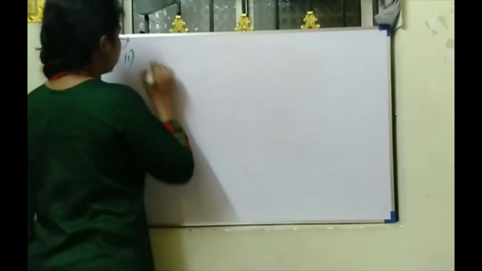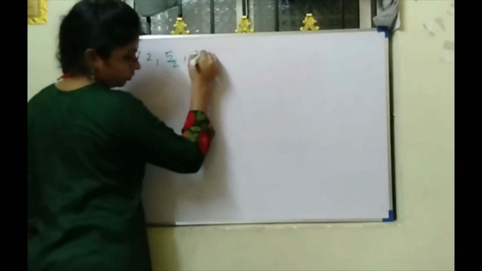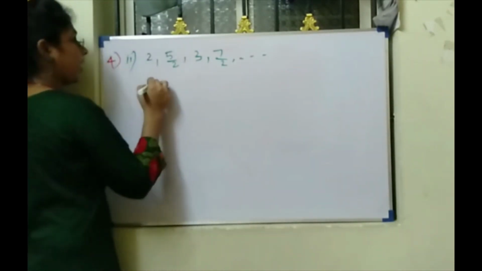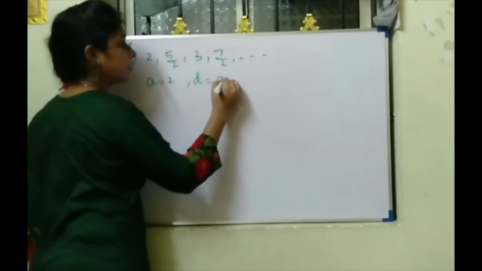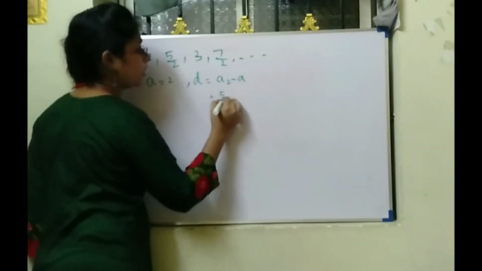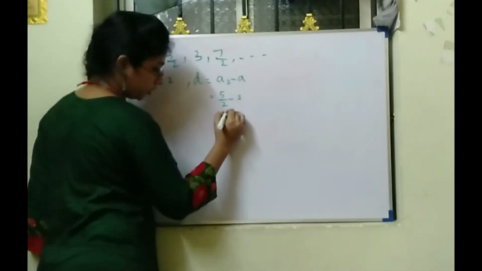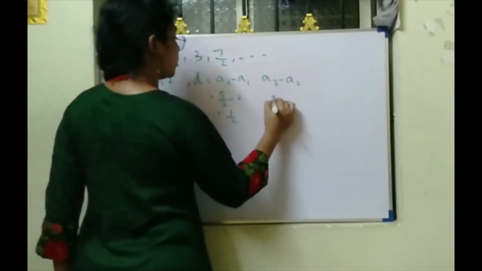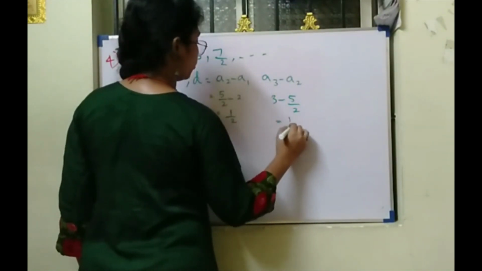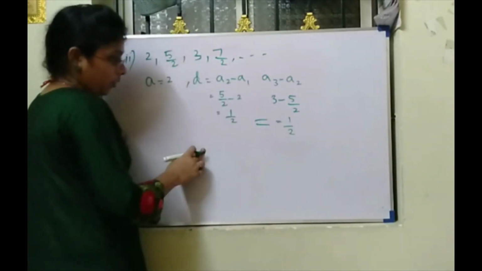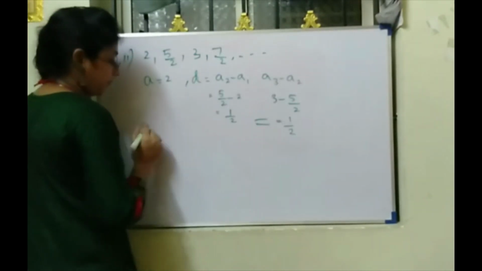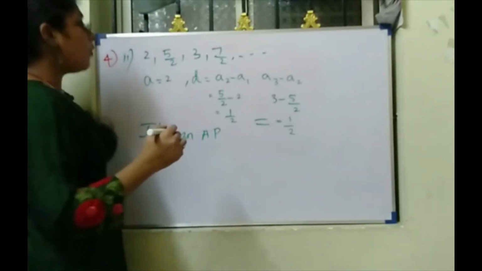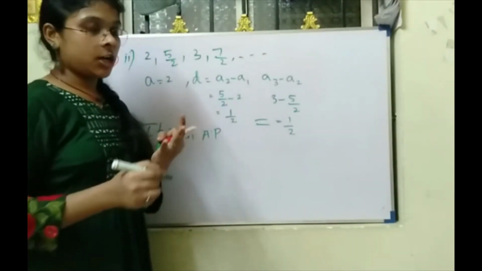The second sequence is 2, 5 by 2, 3. Here A is 2 and D is A2 minus A1, which is 5 by 2 minus 2, equal to 1 by 2. A3 minus A2 is 3 minus 5 by 2, which is also equal to 1 by 2. So these are equal, so it is an AP. Now we have to find the next 3 terms of this AP.